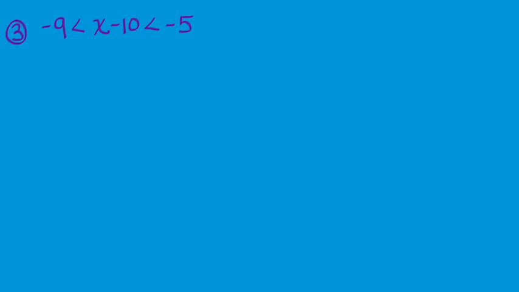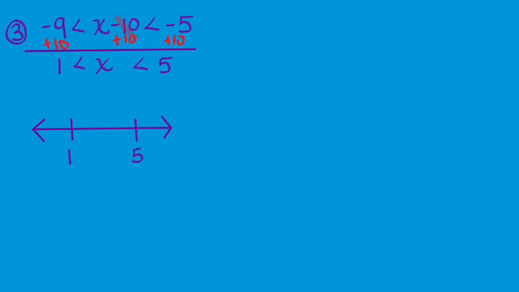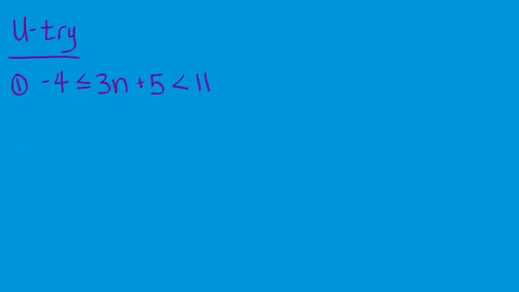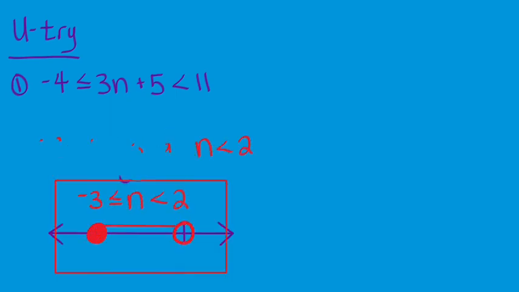Go ahead and try this one, pause the video, and then I will show the solution. So in this, of course, we are adding 10 to both sides, and we can graph it. x is greater than 1 and less than 5. Here's an official you try. Go ahead and pause the video, and let's see how you did. Hopefully, this is how you solved it. You subtracted 5 from all the sides and divided by 3, and got n is greater than or equal to -3, and n is less than 2.